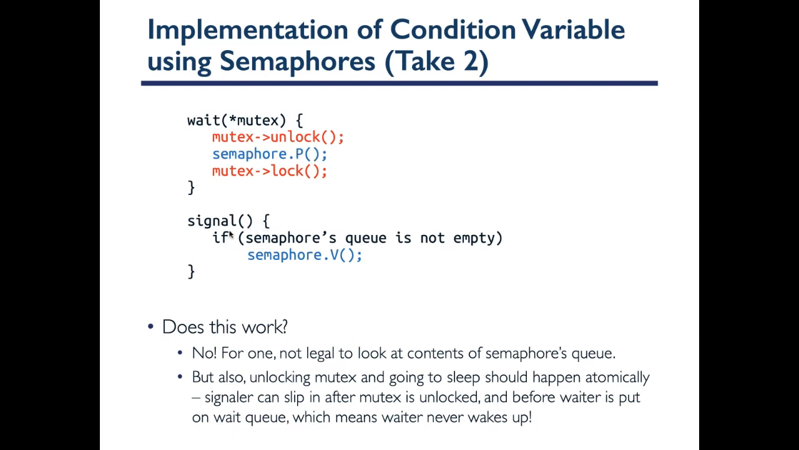Again, what if we check here, there was nobody, but then before we execute V, somebody goes and adds itself to the queue? Then this V will disappear, because from this check to this V, we don't have any notion that would guarantee atomicity. So this V could get lost.